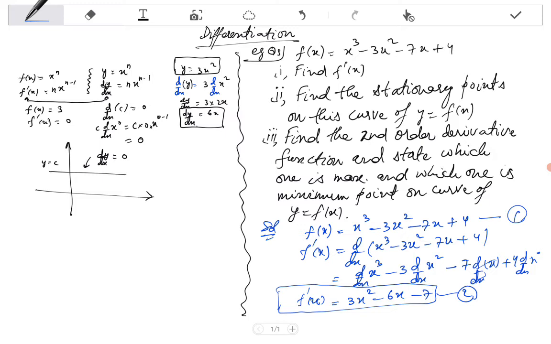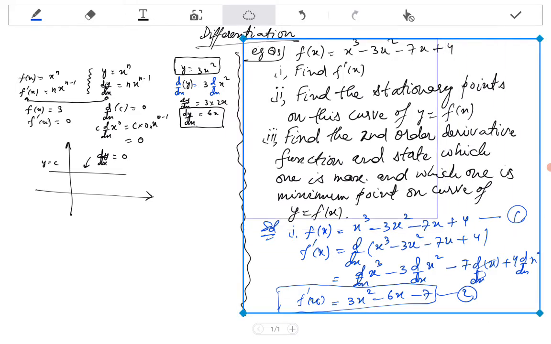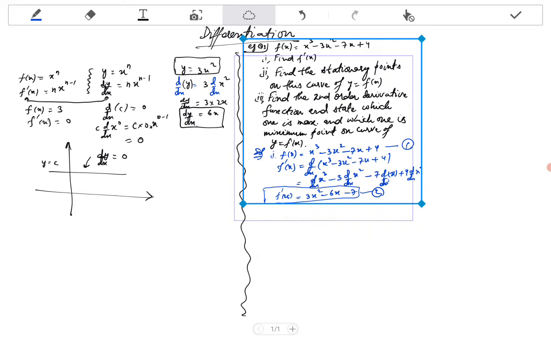After finding this, we have to find out the stationary points in the second part. This first part, as I did. For the second part, I have to find out a stationary point or a turning point. Turning point or stationary point is the same thing as far as your syllabus outlines are concerned.